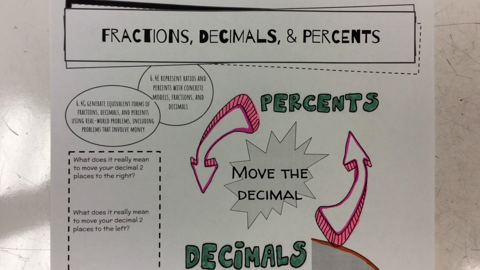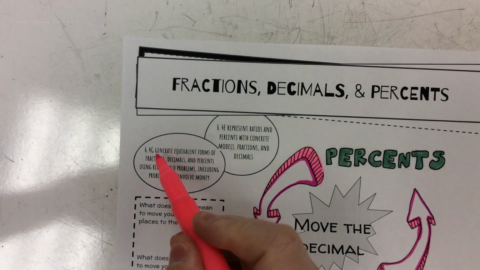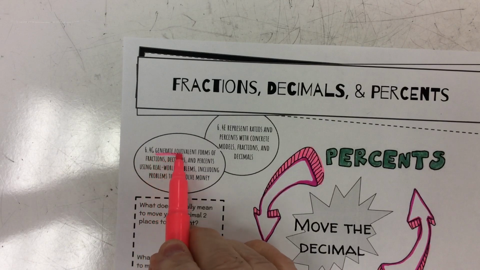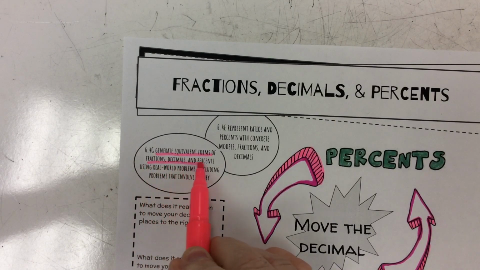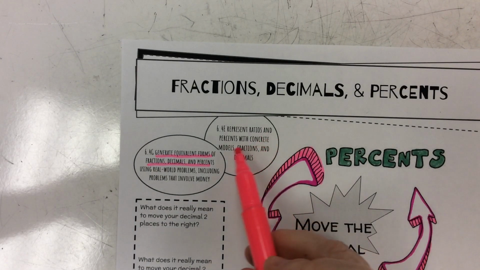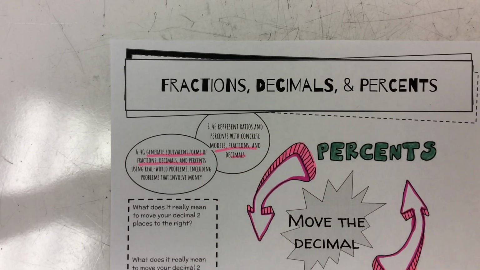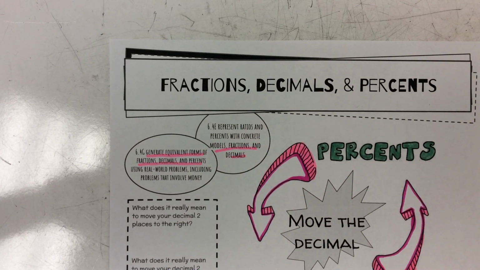Today we're on page 53 and 54 in your notes. It is over fractions, decimals, and percents. Now, our standard here, the first part is going to be to generate equivalent forms of fractions, decimals, and percents. And it's also going to be part of real-world problems. But then we're also going to represent these ratios and percents with models, fractions, and decimals. So we're going to be representing them on models in just a minute.